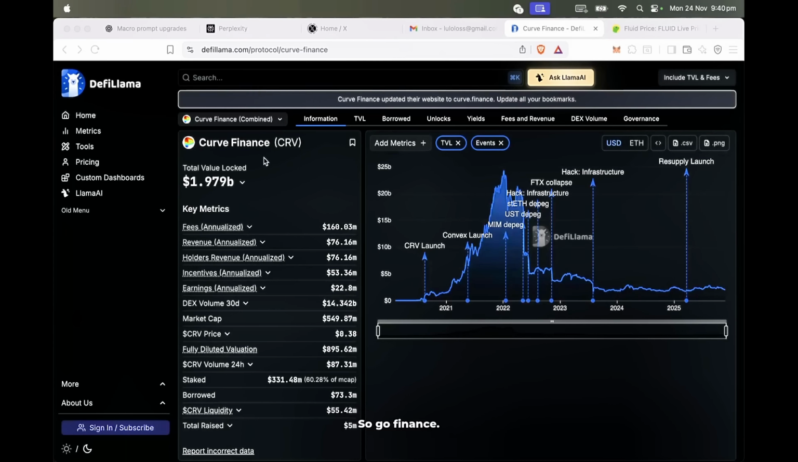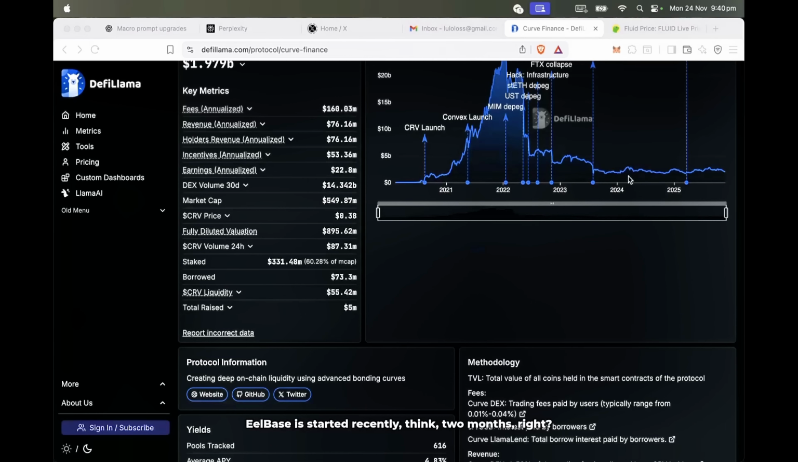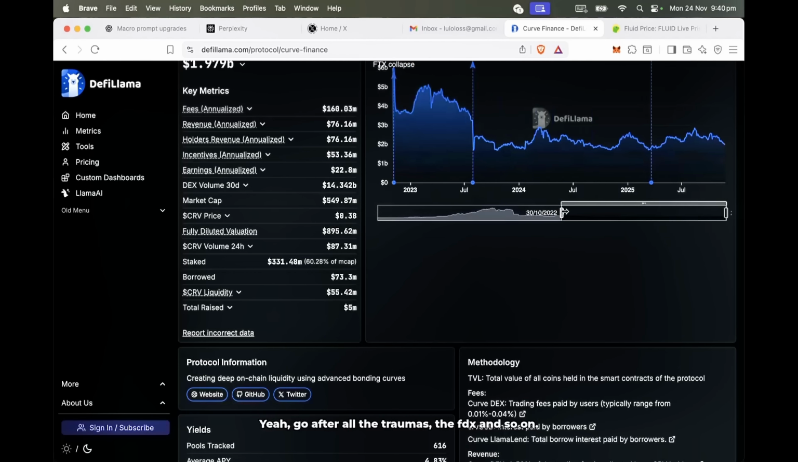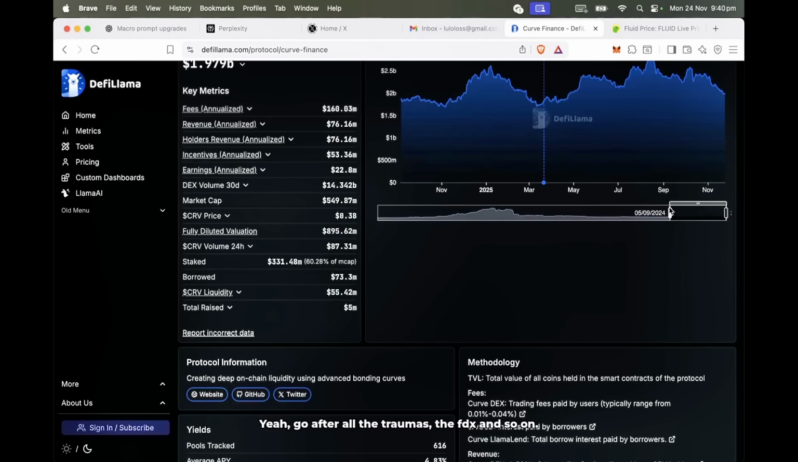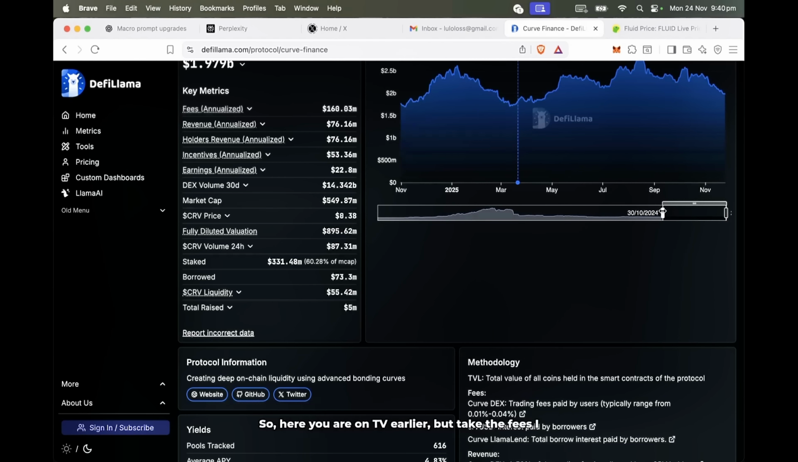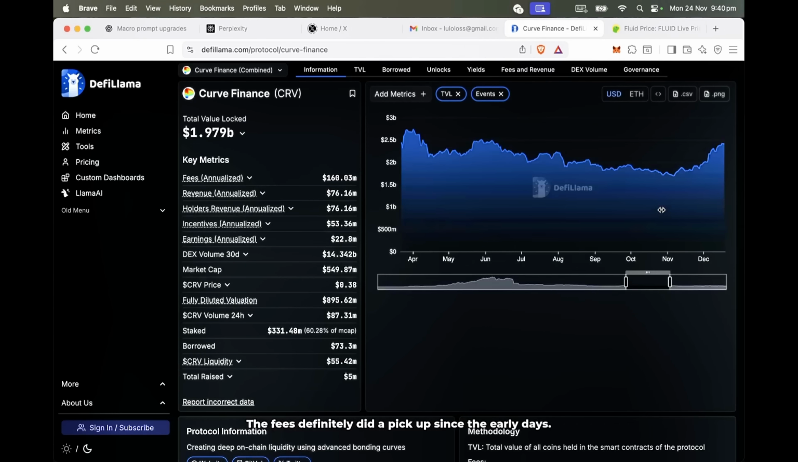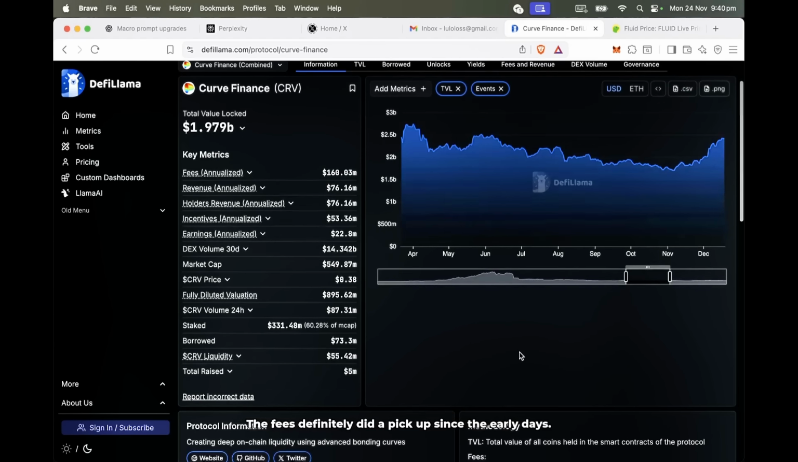So Curve Finance yield basis started recently, I think in the last 2 months, right? So if I'm looking at, let's go, yeah, zoom in a bit. Just for TVL, yeah. But take the fees, I think you will have a more interesting picture. The fees definitely did a pickup since yield basis.